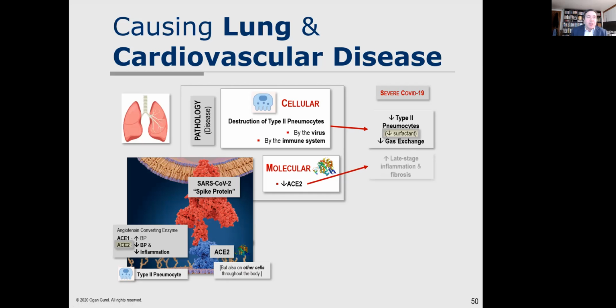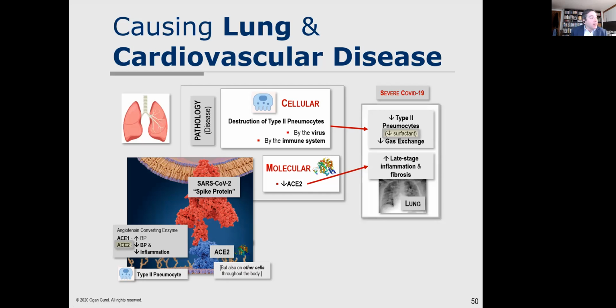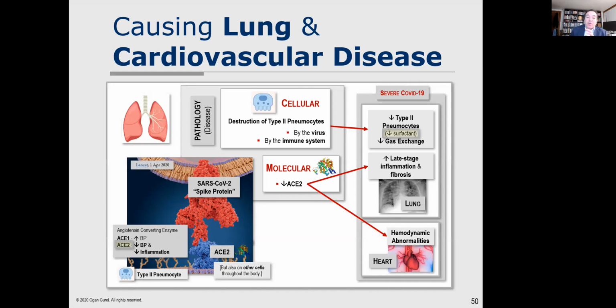So on the cellular level, you have severe COVID-19 disease because you don't get the gases exchanging because the surfactant has been lost. On the molecular level, because ACE2 is involved in inflammation prevention as well, you get late stage inflammation and fibrosis, that inflammatory process. And then you also get the hemodynamic. Hemodynamic refers to the blood pressure and the heart rate and so forth. Because ACE2 is a critical factor in blood pressure control, you get the hemodynamic abnormality. So even though you infect the lung, you start to affect the heart and the cardiovascular system, and it becomes a very dangerous situation. We call that severe COVID-19.